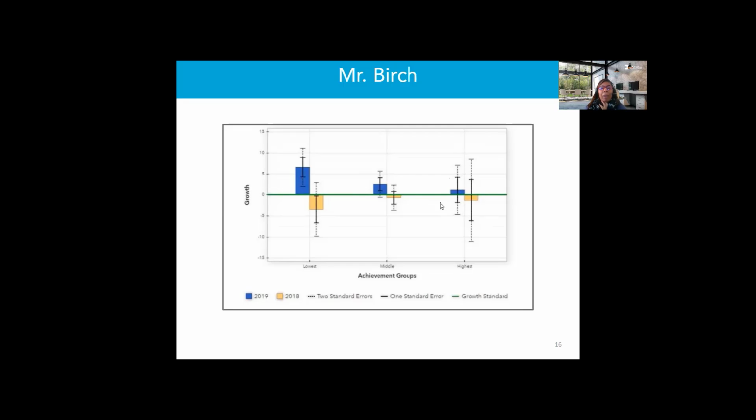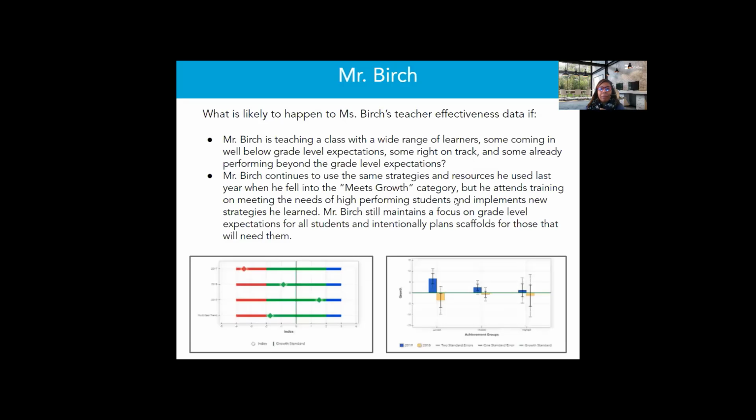Right. And so once again, we have this mixed group of kids where some may have grown all the way up to, let's say, a 6 index, and then some may have dropped to a 5 index. And so we can't really say that this is a group that actually grew. So hypothetically speaking, what would happen to his teacher effectiveness data if Mr. Birch is teaching a class with a wide range of learners, some coming in well below grade level, some right on track, and some performing above?